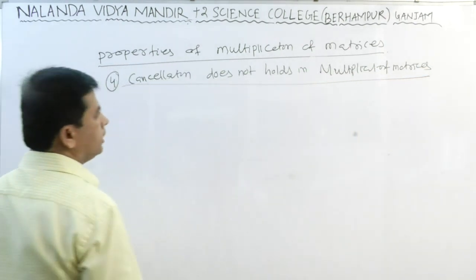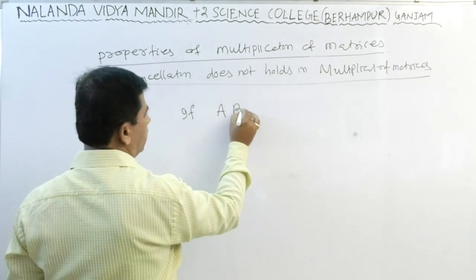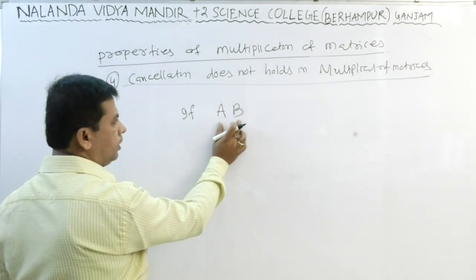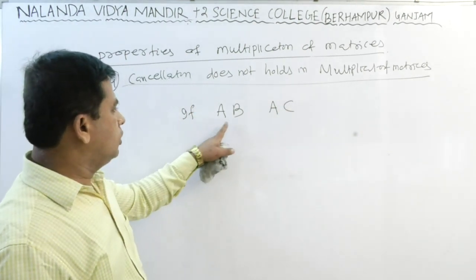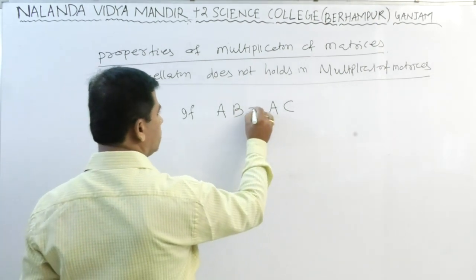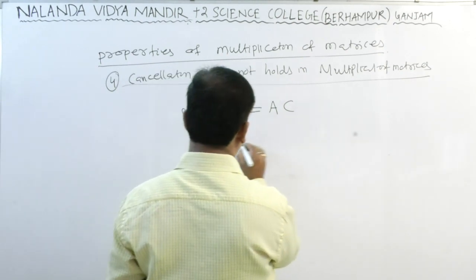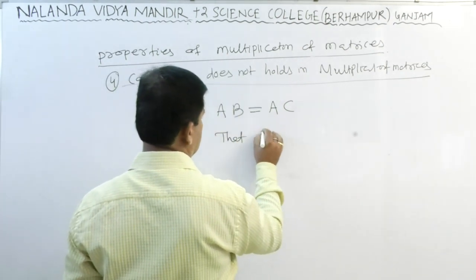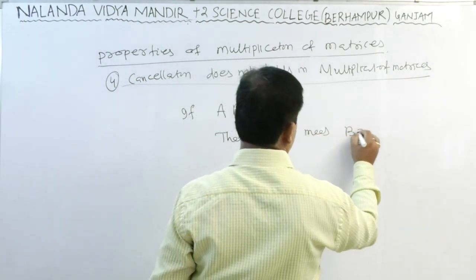That means if A and B are two matrices, if you multiply A with B and A with C, and if both are the same, that doesn't mean B is equal to C.